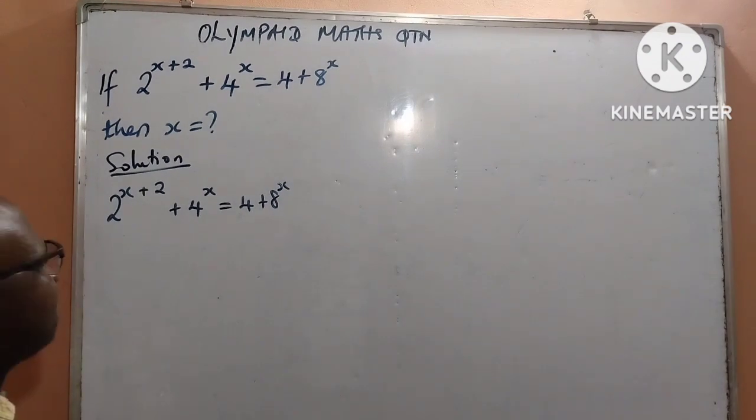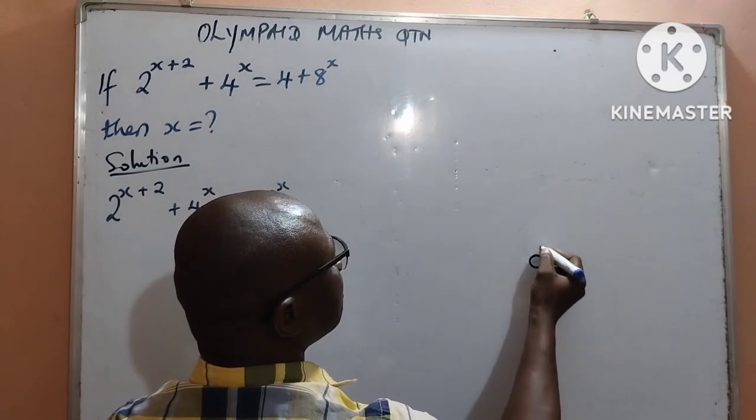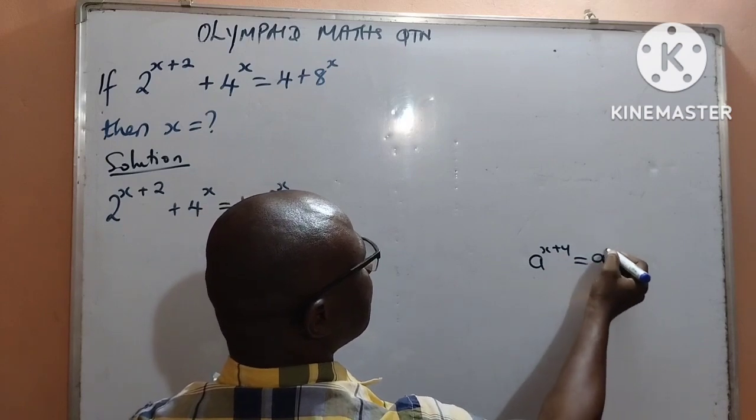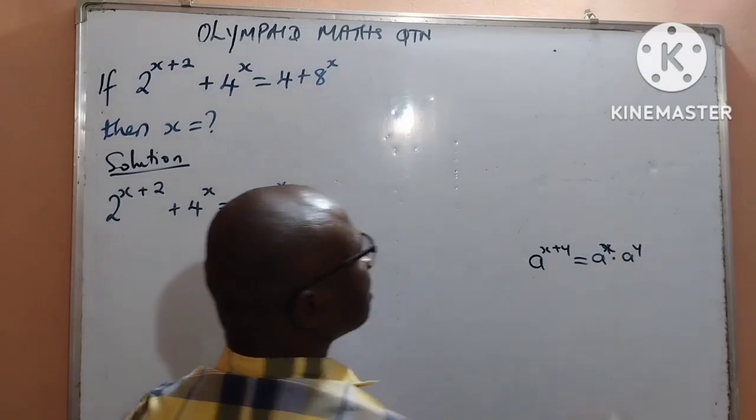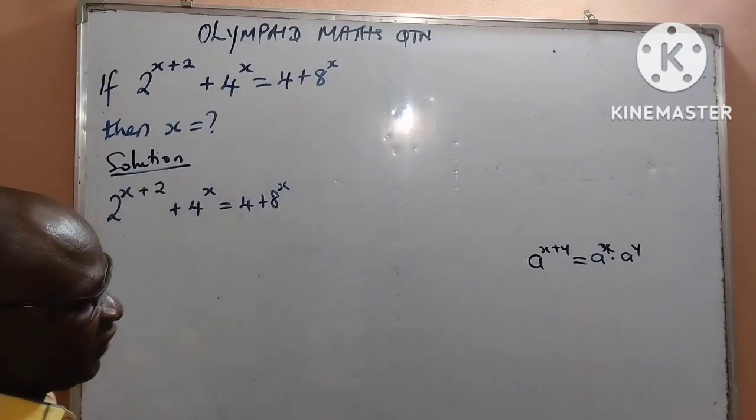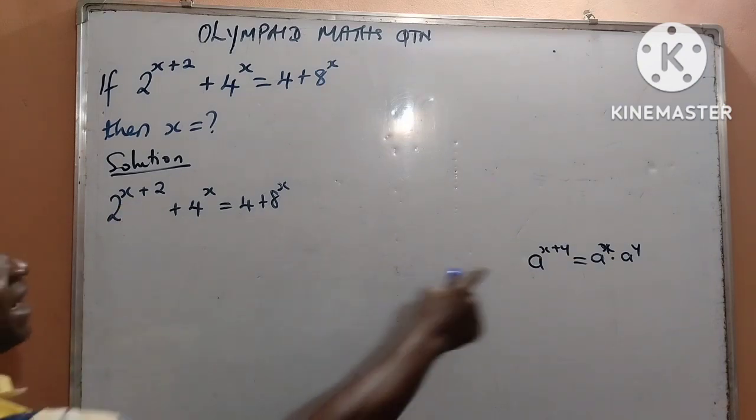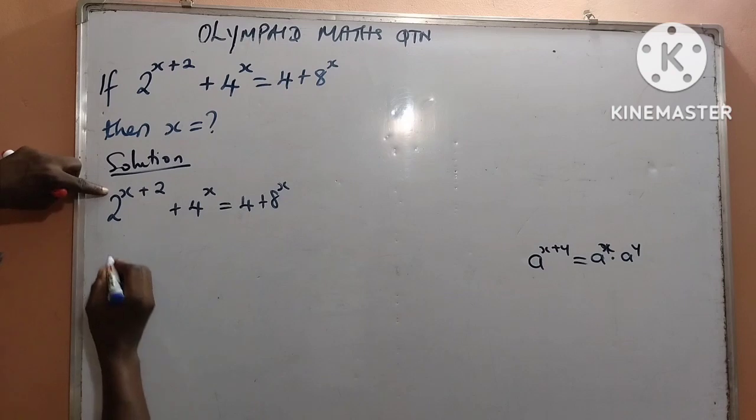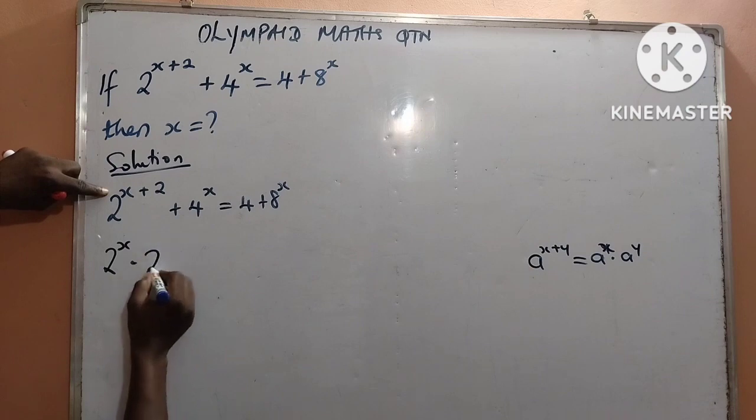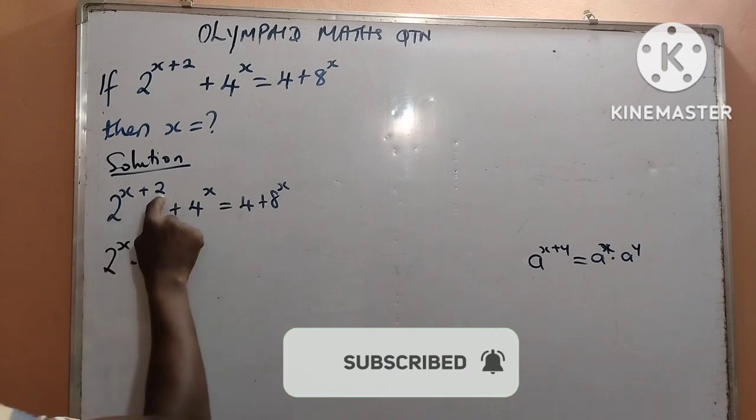But then I want to start by applying the law of indices that says that if I am given a to the power of x plus y, it is equal to a to the power of x multiplied by a to the power of y. This is called the multiplication law of indices. I am going to apply it here. My a now is the base there, and that is 2 here. I can now write it as 2 to the power of x multiplied by 2 to the power of 2.